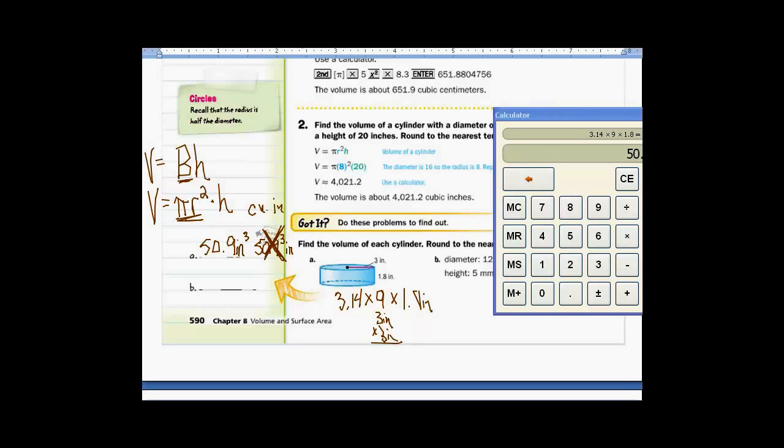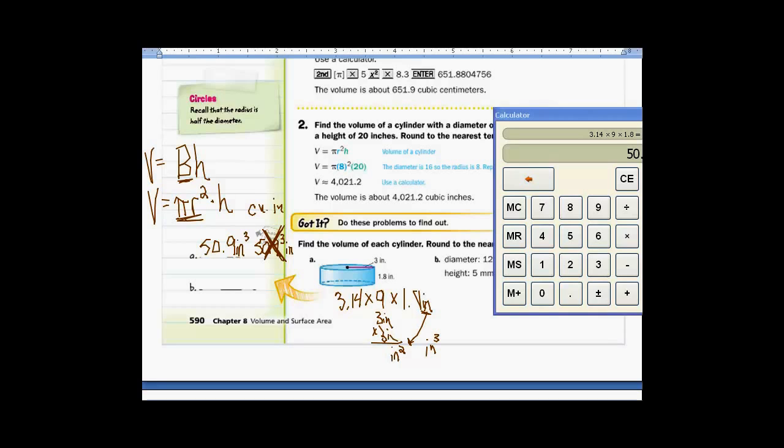The volume label is always cubed, just like area is always squared. If I wanted to find the area of something, it would be inches times inches, and that would give me inches squared. And then if I take that times this inch right here, that's how we get inches cubed, because I'm actually taking 3 dimensions and multiplying them together. Volume talks about a 3-dimensional object, how much space is inside of something. Okay, so that's what we've got on that.